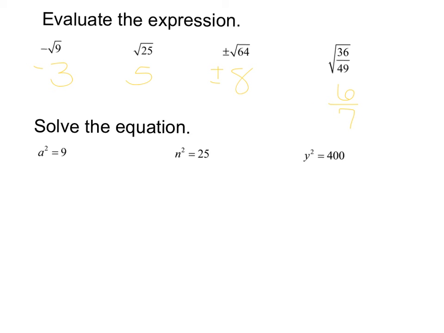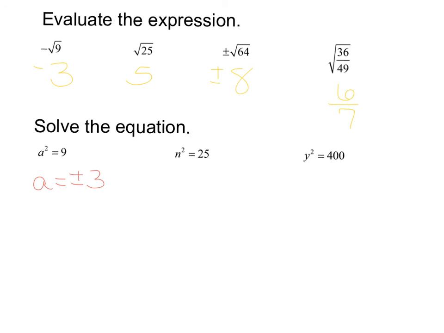Now, what about these equations here? How do I solve a squared equals 9? Well, that means I want what numbers squared equal 9. There are 2, right? There's a positive and a negative. So we would say here that A is plus or minus 3. Because if we plug in 3 for A, 3 squared is 9. If we plug in -3, -3 times -3 is also 9.